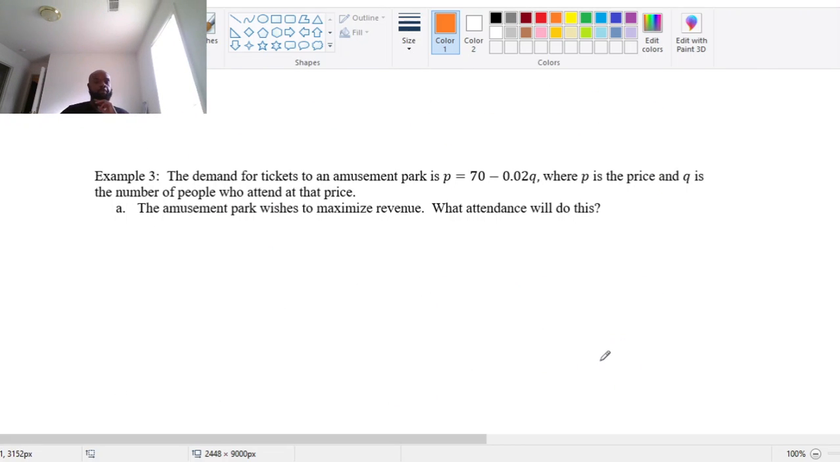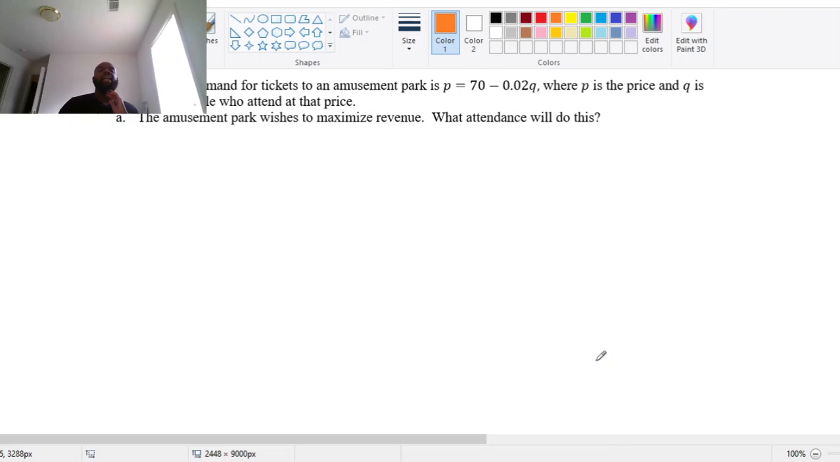So that's the table. All right. And then the last example we're going to do is we're going to use some information about the demand equation to help us rewrite revenue and find maximum profit. So in this example, it says the demand for tickets to an amusement park, if you can see.